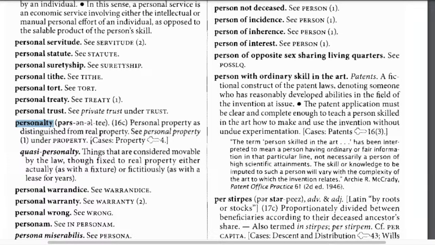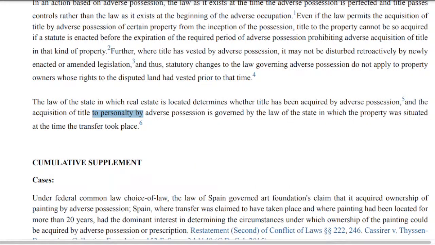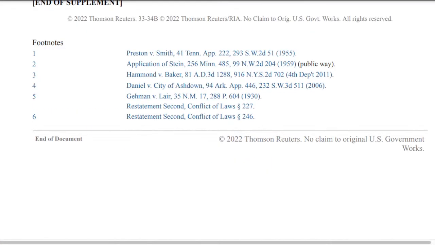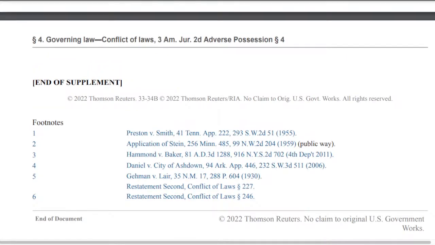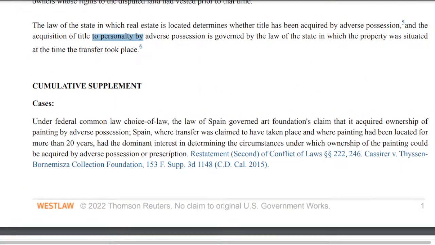Seems like the quasi-personality fits pretty good here, because you see on here they have, though fixed to real property, either actually as a fixture or fictitiously as with a lease for years, but there could be fixtures on the property. Interesting. But the only way we know for sure how they're really meaning it here is, of course, to look at footnote 6. And that would be, in this case, Restatement Second, Conflict of Laws. So we could look under conflict of laws and see the Restatement. But that won't be tonight. Okay, so there, now we understand this.